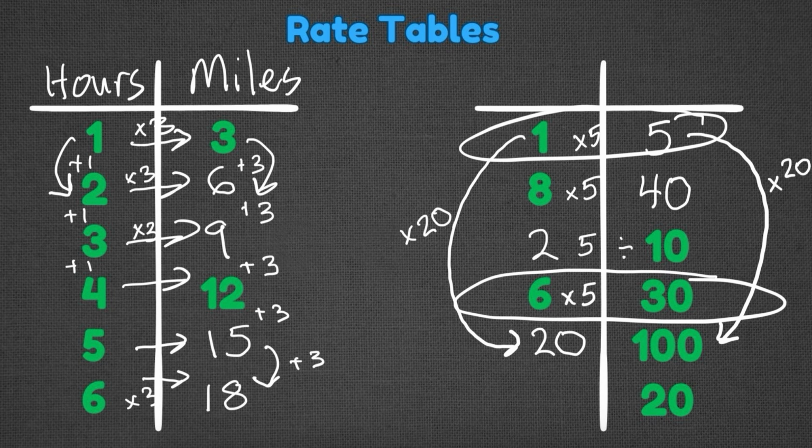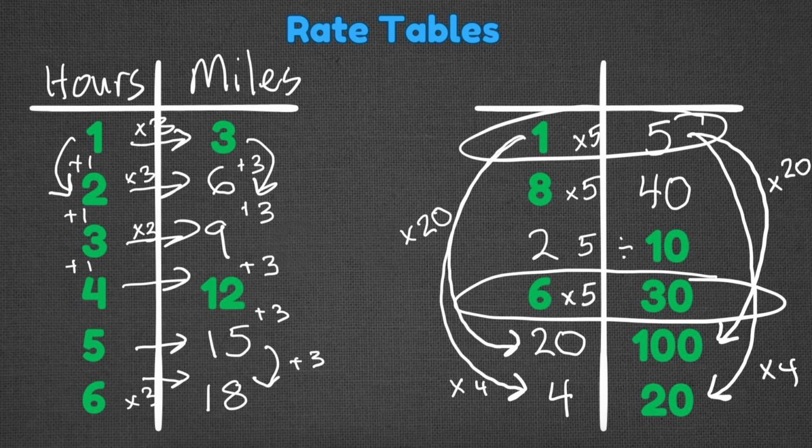We could do the same thing for the next number. How much bigger than 5 is 20? Well, it's 4 times bigger. So on this side, I'm going to come down to the exact same row and know that I'm doing the exact same thing. It is 4 times bigger.